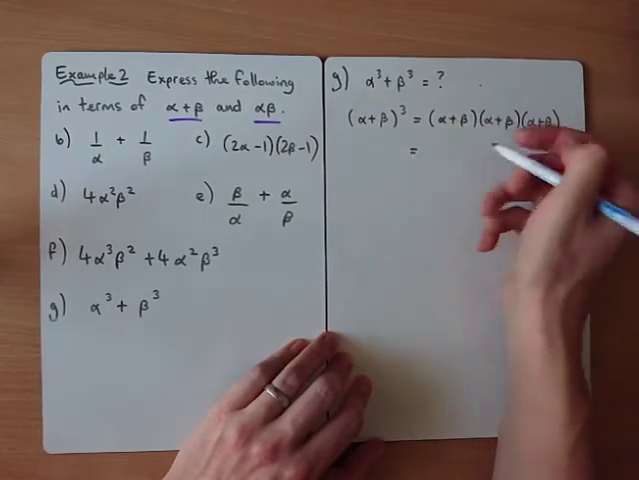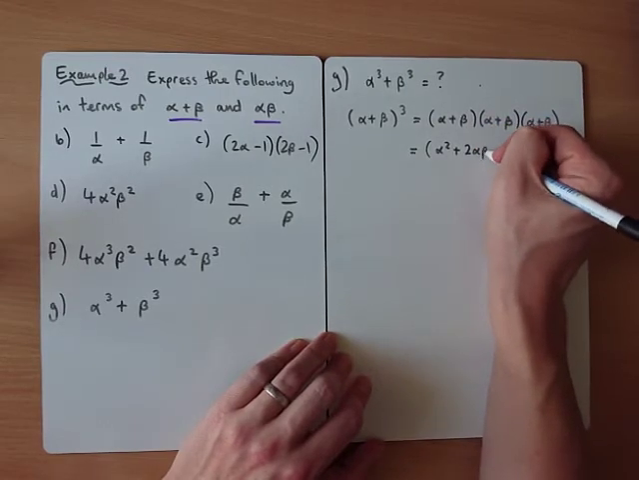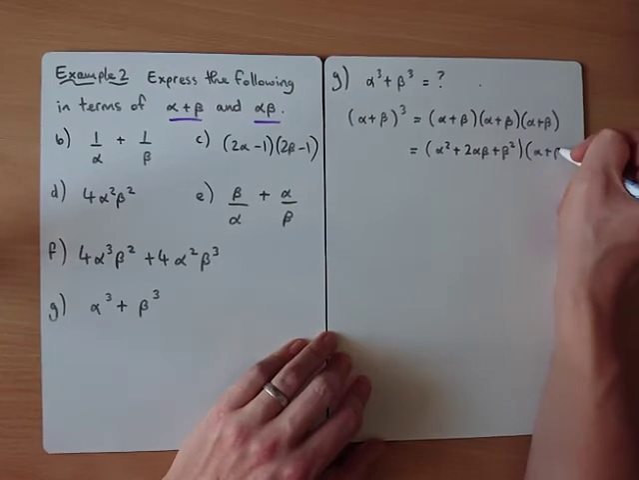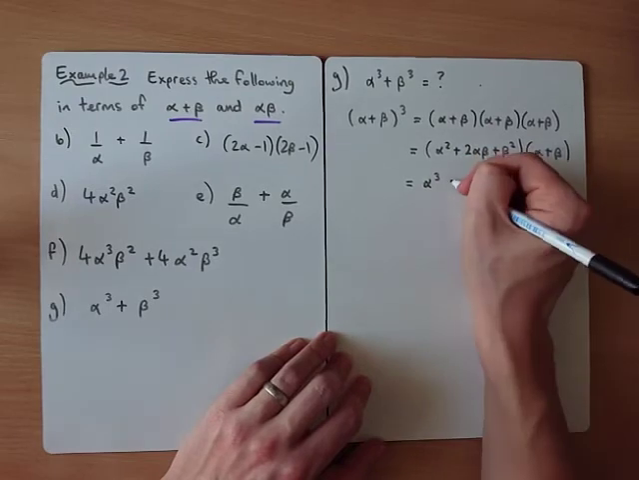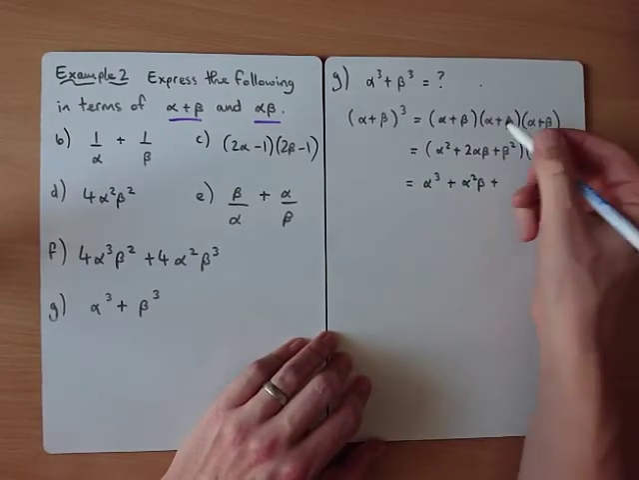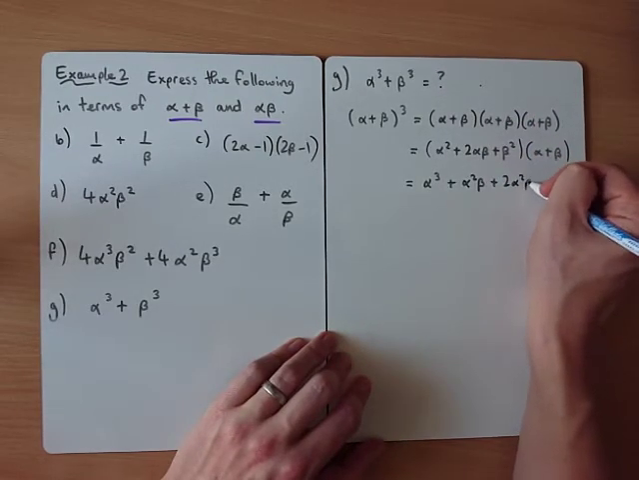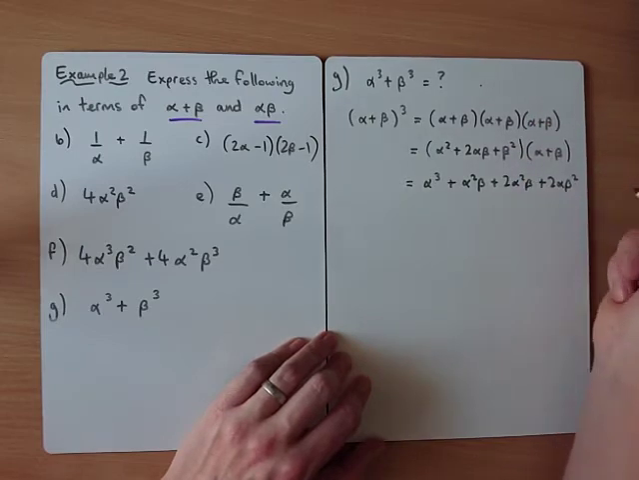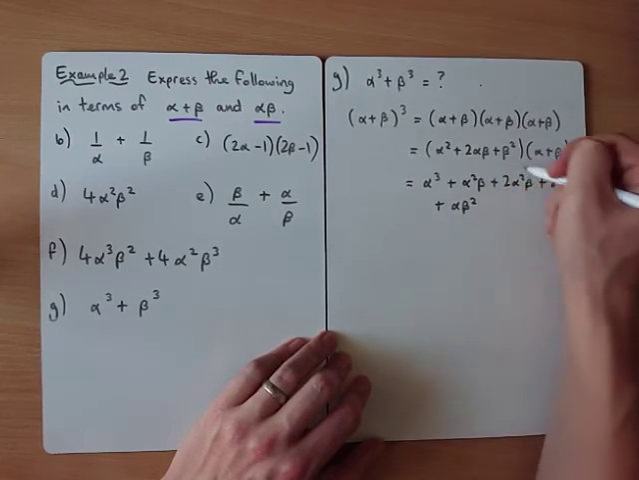So if you multiply these two together first, that would give me alpha squared plus 2 alpha beta plus beta squared, and then we'll multiply everything by alpha plus beta. Alpha cubed plus alpha squared beta plus 2 alpha squared beta plus 2 alpha beta squared plus alpha beta squared plus beta cubed.